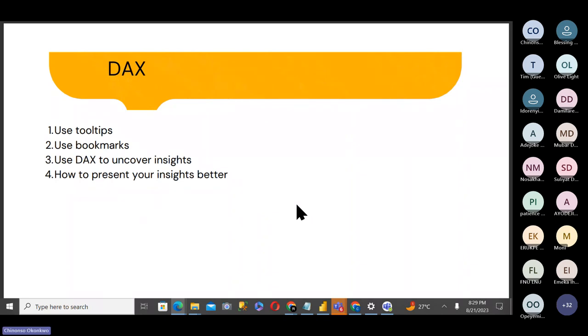So this is not about DAX, this is about what we are going to do. I want us to talk about bookmarks. I want us to use DAX to uncover insights in our hands-on. And I want us to know how to present our insights better. So this is some of my goals for this class, some of my objectives in this class. I want us to know how to use bookmarks. I want us to know how to create some charts, format our charts to be more insightful, provide context, and use DAX to uncover more insights from our data.